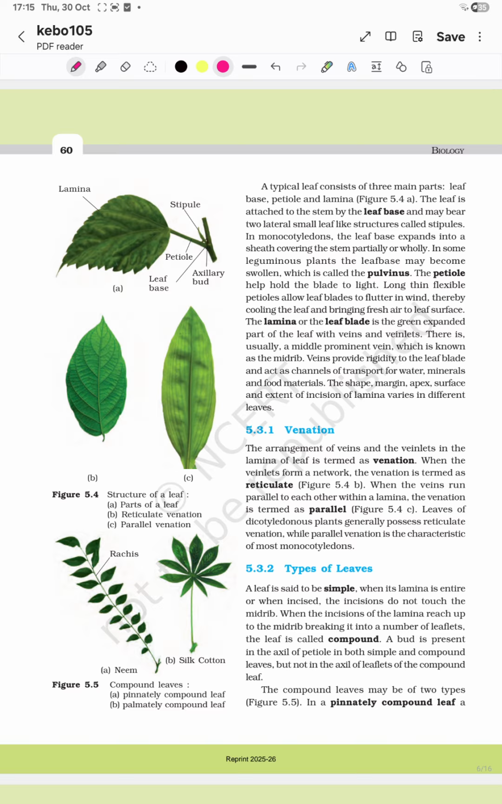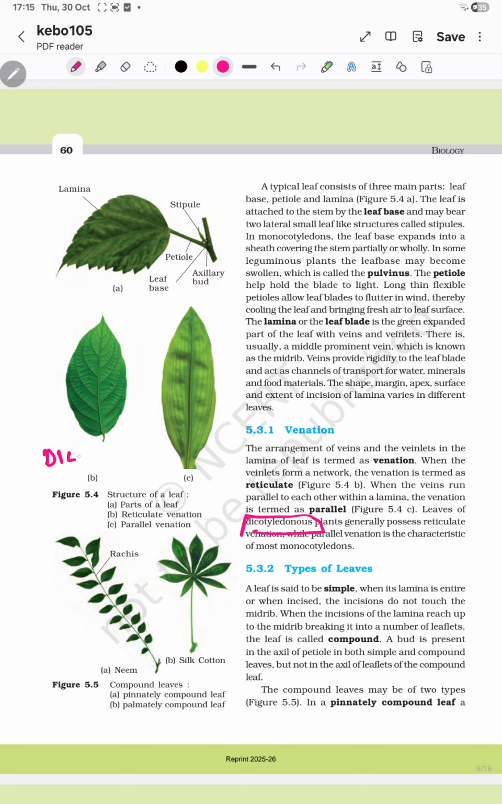Then the types of venation they'll go through: reticulate venation, parallel venation. Again, like how taproot is seen in dicots and fibrous root is seen in monocots, reticulate venation is seen in dicot plants, whereas parallel venation is seen in monocotyledon plants. Just keep this in mind. I would suggest that you make a table when you're first studying, of dicot versus monocot, and write all the differences regarding that, because it is very confusing at first, but you get used to it later.